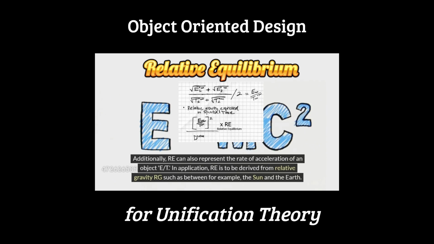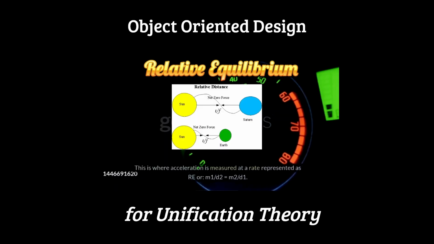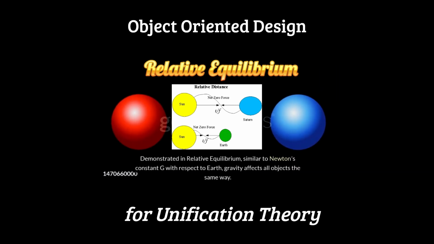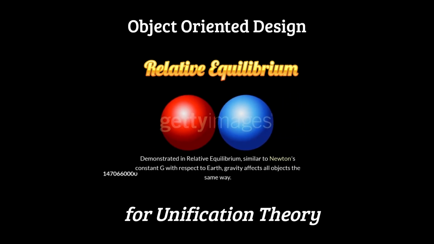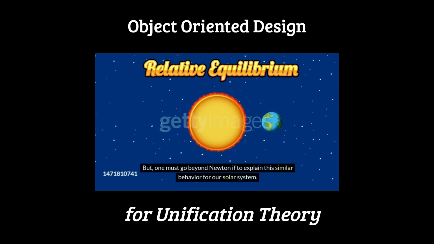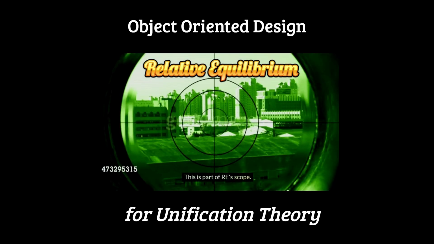In application, Re is to be derived from relative gravity Rg, such as between, for example, the Sun and the Earth. This is where acceleration is measured at a rate represented as Re, or m1/d2 equals m2/d1. Demonstrated in relative equilibrium, similar to Newton's constant g with respect to Earth, gravity affects all objects the same way. But one must go beyond Newton if to explain this similar behavior for our solar system. This is part of Re's scope.